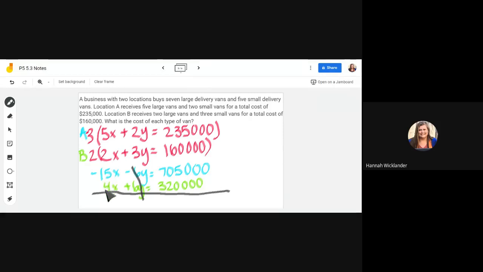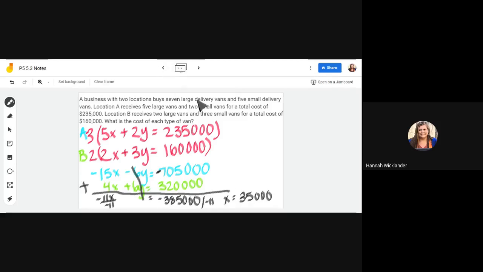Negative 15x plus 4x gives me negative 11x. These canceled. And then negative 705,000, oops, I forgot that, plus 320,000 gives me negative 385,000. Then I'm going to divide both sides by negative 11. And I get x equals 35,000. Okay, so I solved for x.